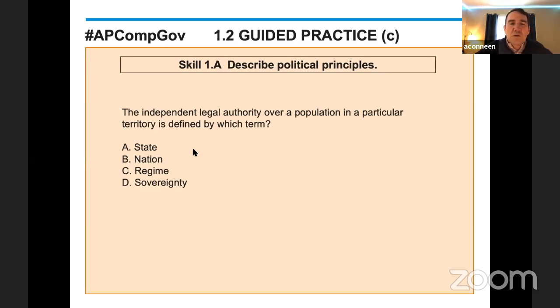How about just a quick vocab question? The independent legal authority over a population in a particular territory is defined by which of these? And hopefully it doesn't take you too long to know that the answer to that is sovereignty. The independent legal authority over a population in a particular territory is defined by sovereignty.